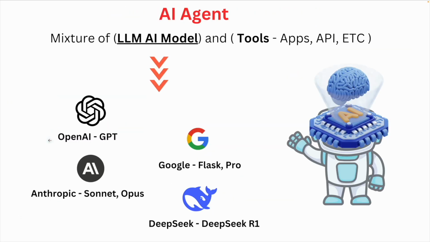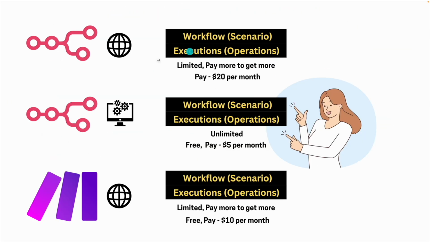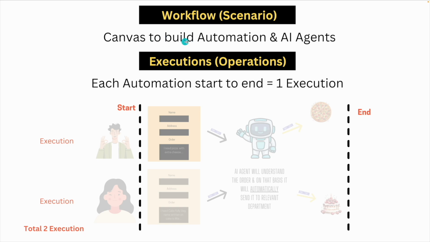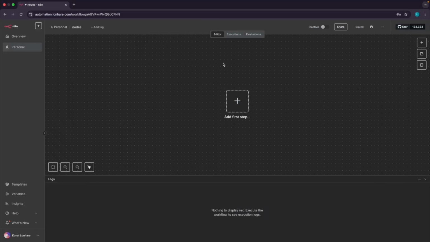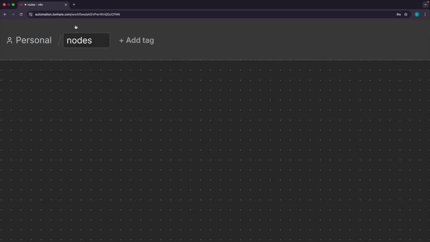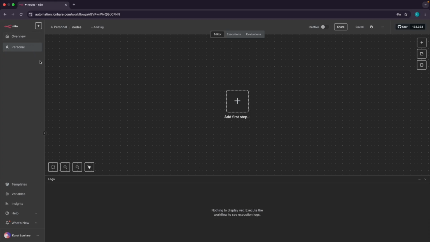A workflow is like a canvas where we can build automations and AI agents. So this is the place where we are going to build our automations and AI agents. This is known as a workflow. It is like a canvas, and you can name the workflow whatever you want. I have just named mine nodes, but you can name it whatever you want.